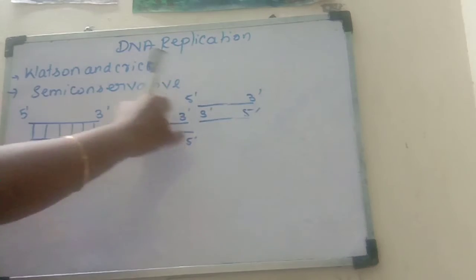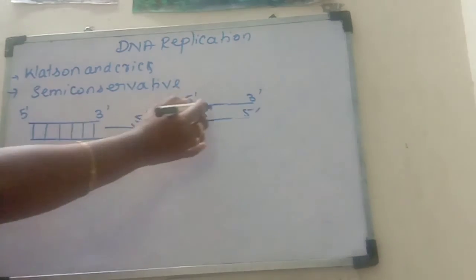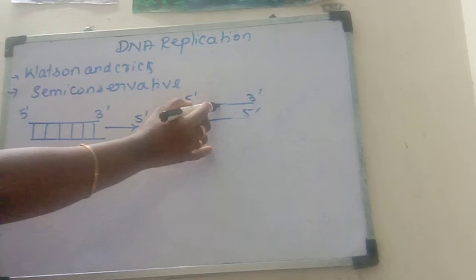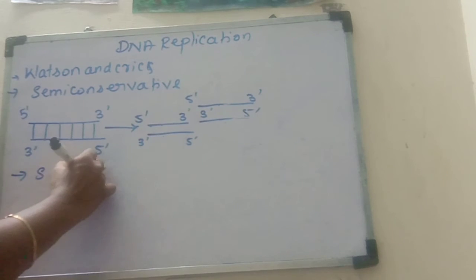So in this DNA, one is the parental strand and the other one is the new strand. In this DNA also, one strand is parental and the other strand is new. So DNA replication is semi-conservative, in the sense that it conserves half of the information from the parental strand. DNA replication takes place in the S phase of the life cycle.